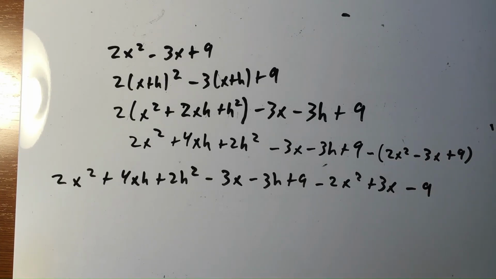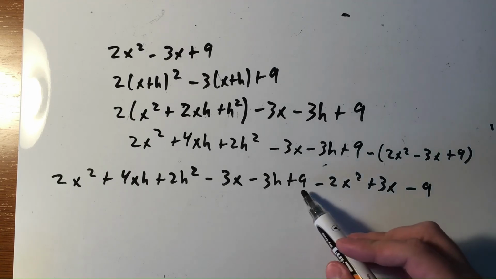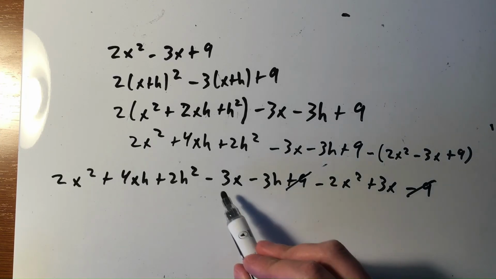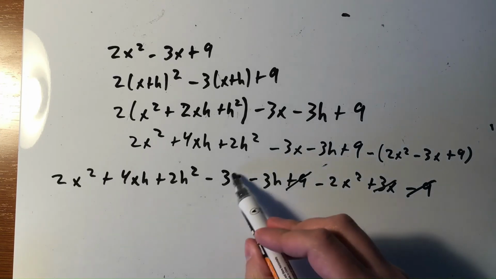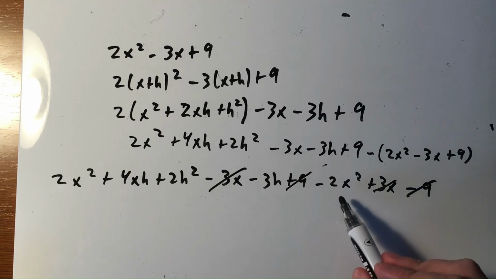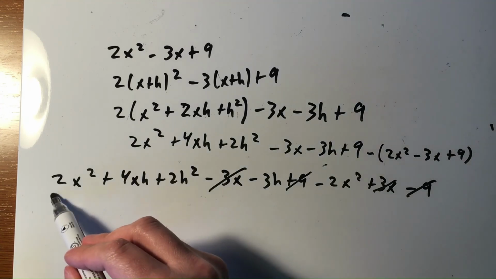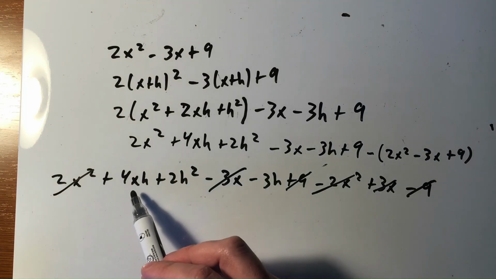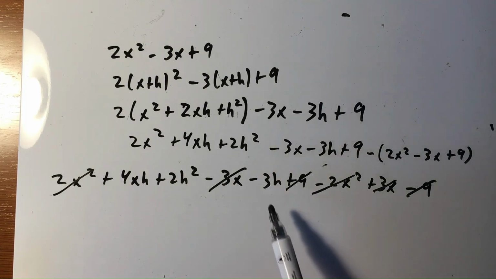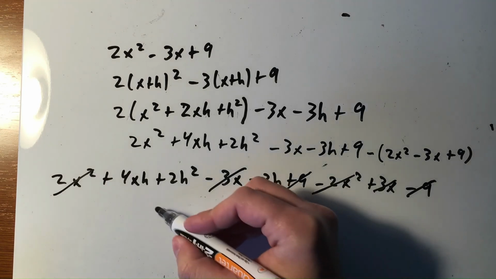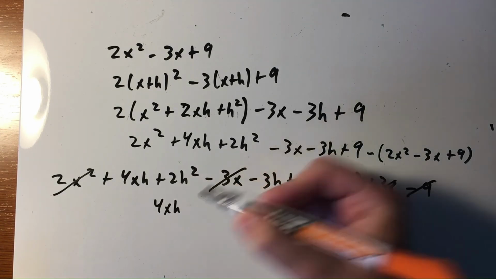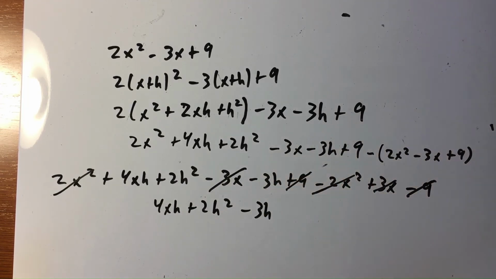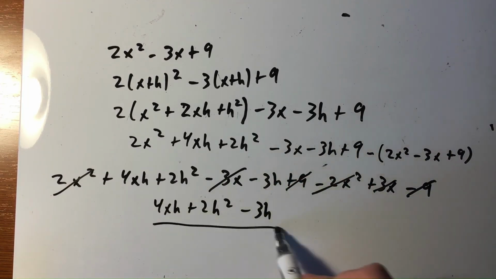Now there's some things we can cancel. We have a negative 9 and a positive 9. We can get rid of that. We have a negative 3x and a positive 3x. We can get rid of that. We have a negative 2x squared and a positive 2x squared, so we can get rid of those. And it leaves us with just 4xh plus 2h squared minus 3h. And the final step, just divide this by h.